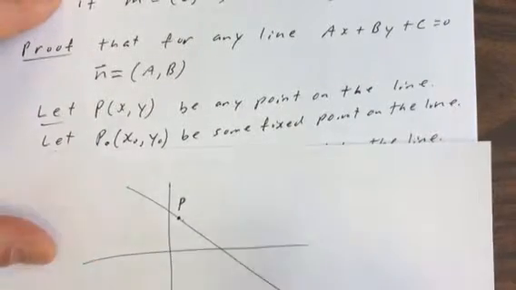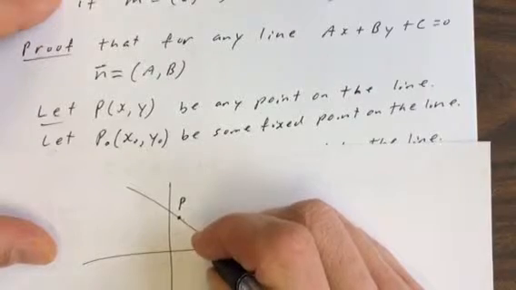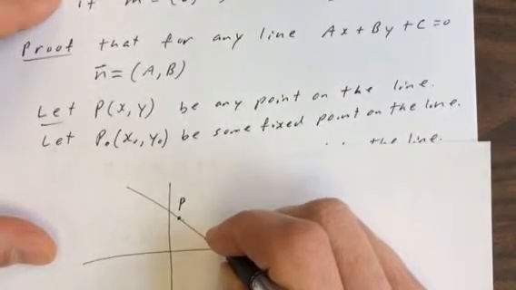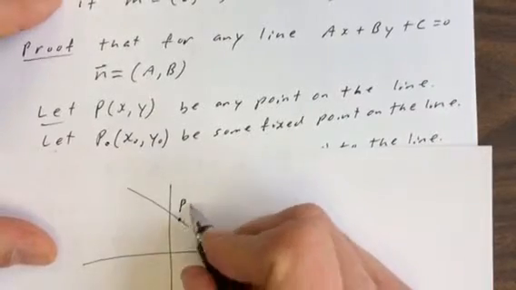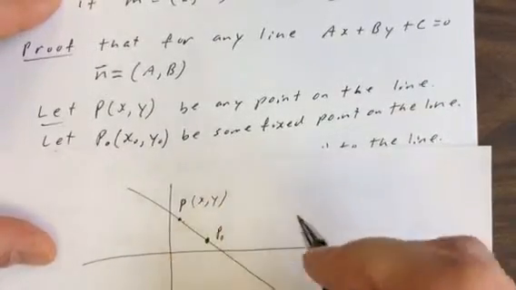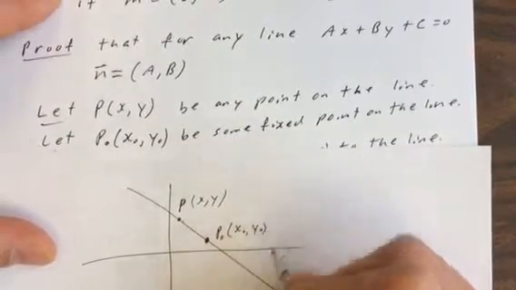P naught (x naught, y naught) is a fixed point on the line. A fixed point on the line, P naught, is something that we know the values of. This one is going to be called (x, y). We don't know its values, but we are going to be able to calculate them.